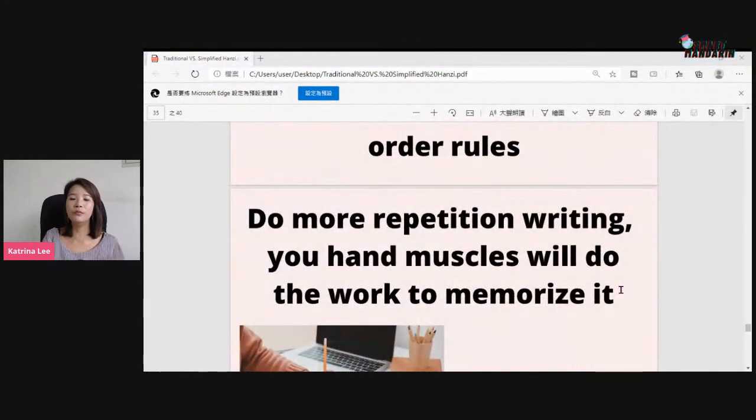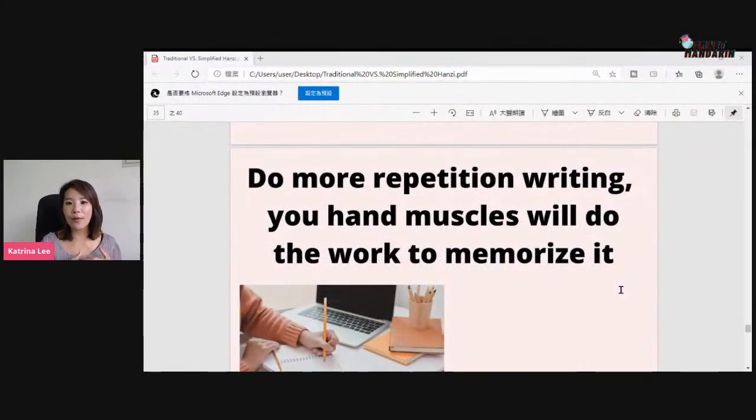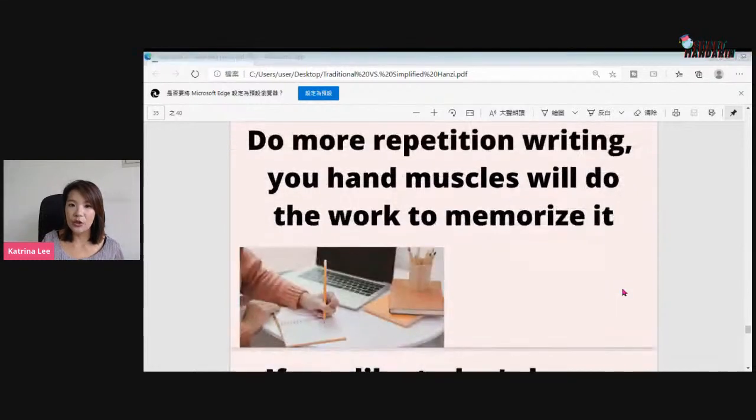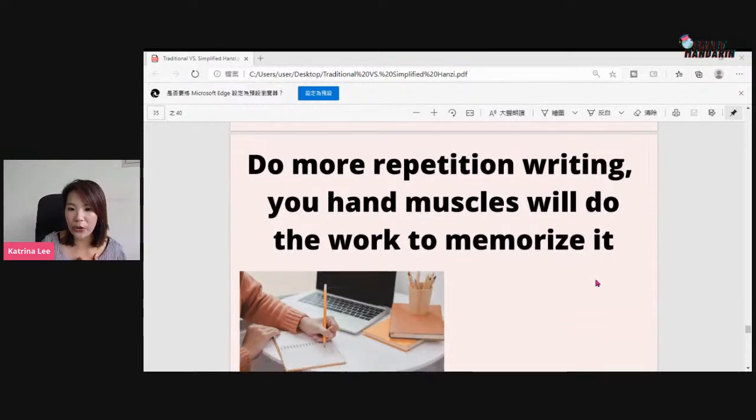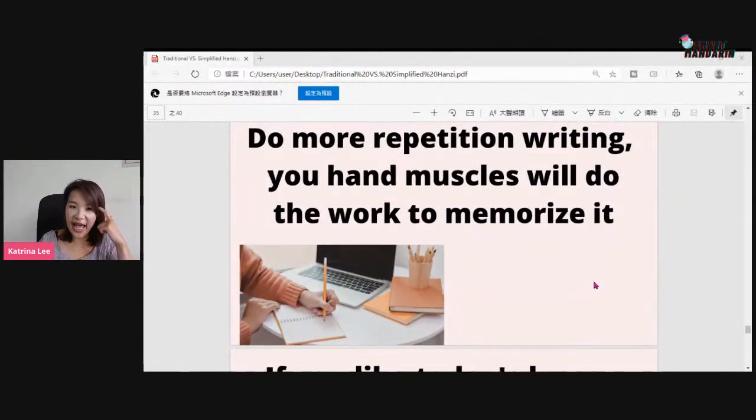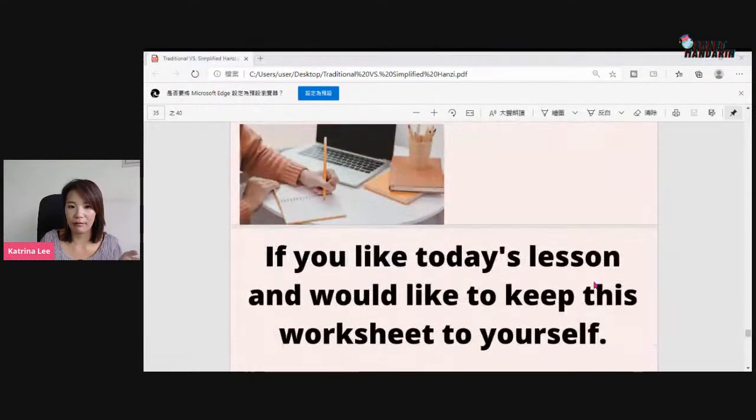Okay, so here is the thing: the more repetition writing you do, your hand muscle will do the work to memorize it. So your job is to do more repetition writing, and your hand muscle will do the work to memorize it. Your head, your brain does not have to do anything. Okay?